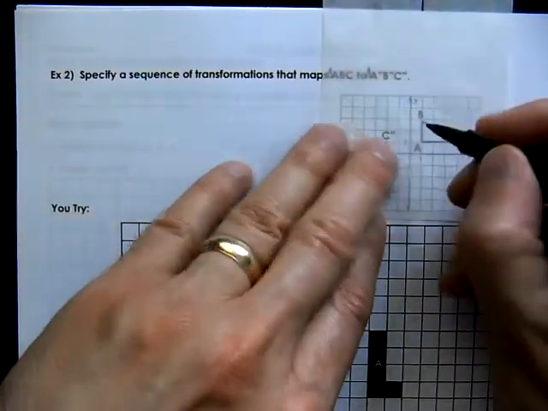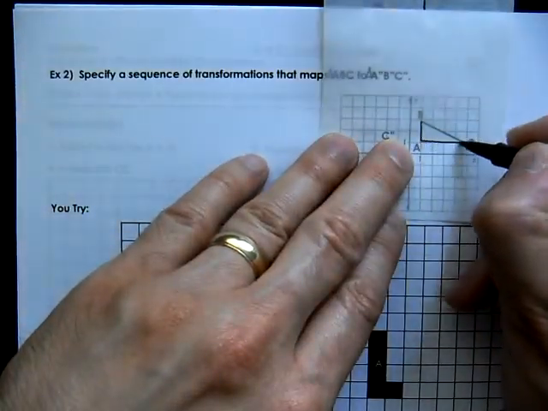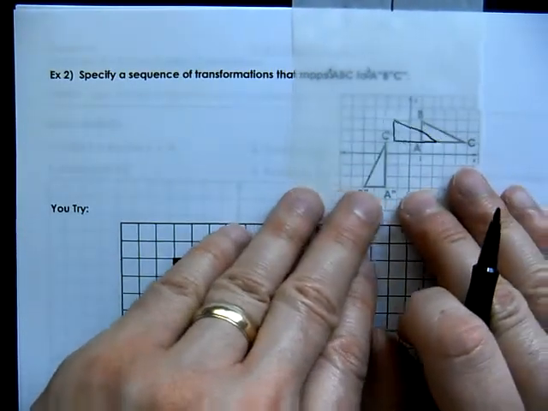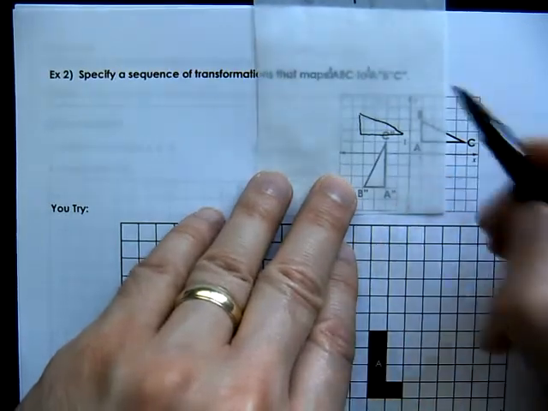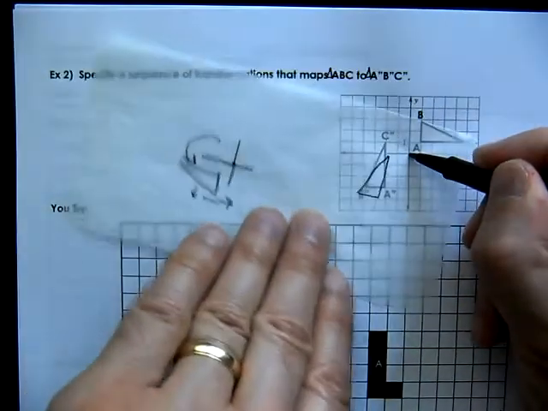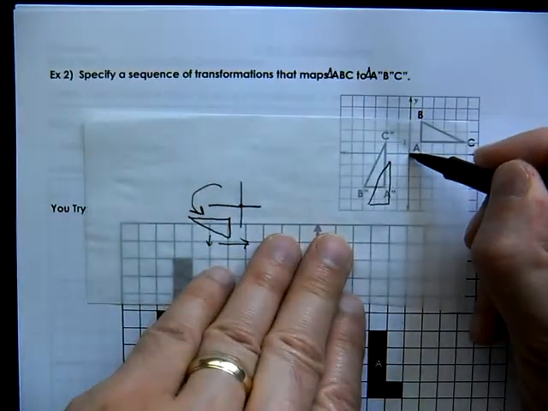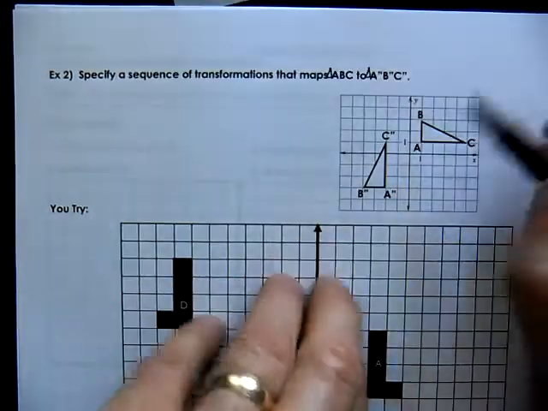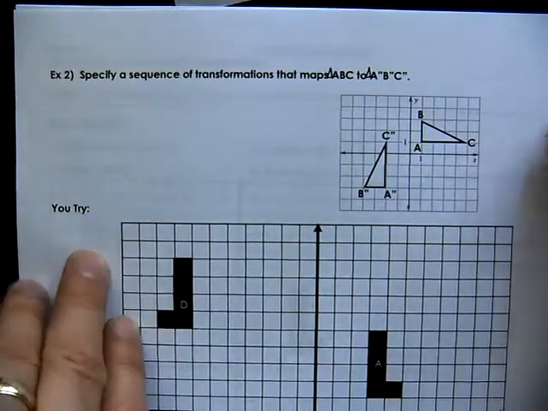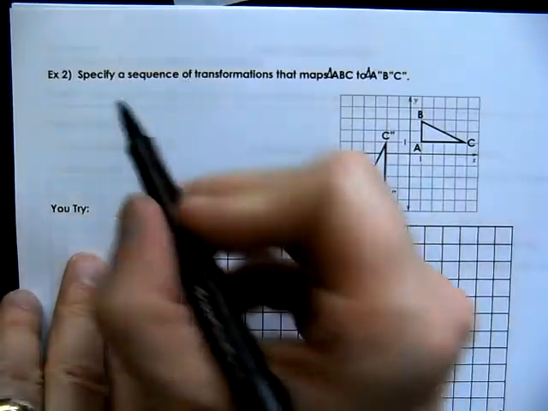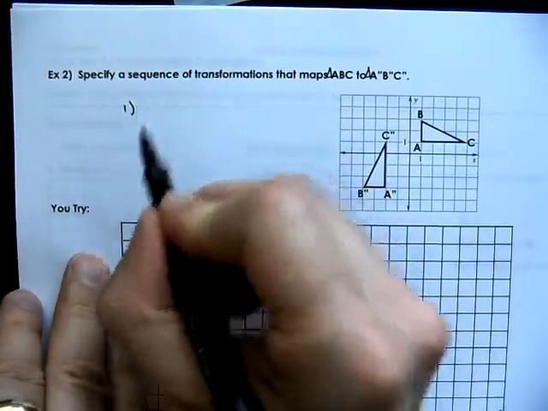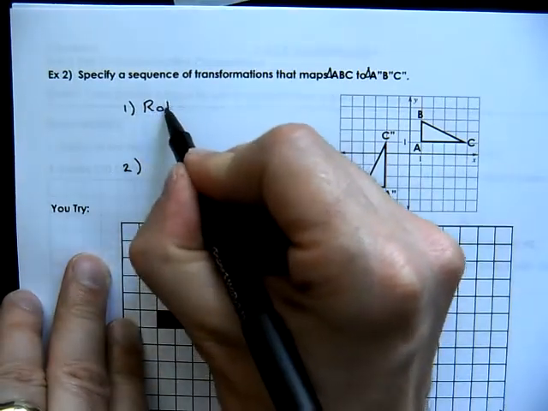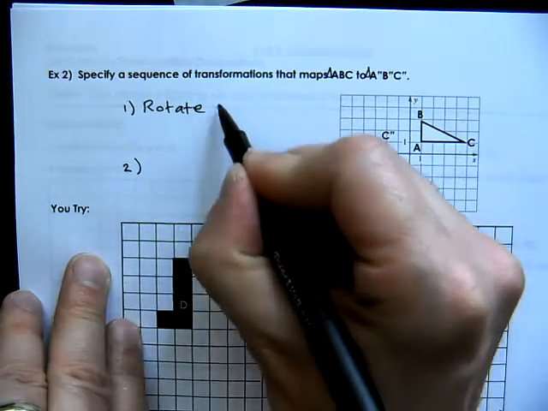If we were to try and shift the triangle first and rotate second, if we were to shift it this way and then try and rotate it, it would be close, but it wouldn't actually line up just right. So it's usually better to do those rotations first. So this is how I want you to specify the sequence of steps. We're going to say, first of all, how it rotates.